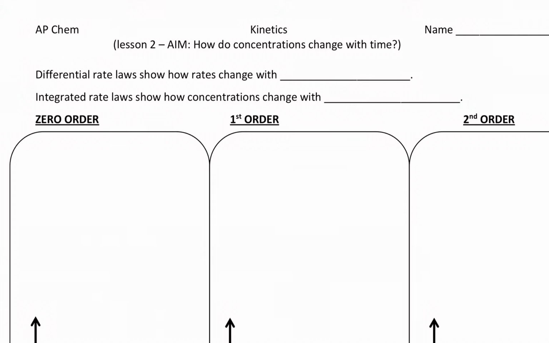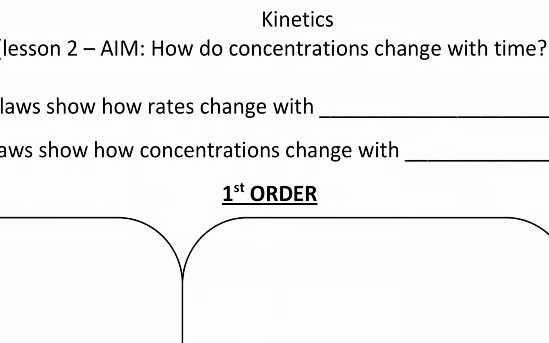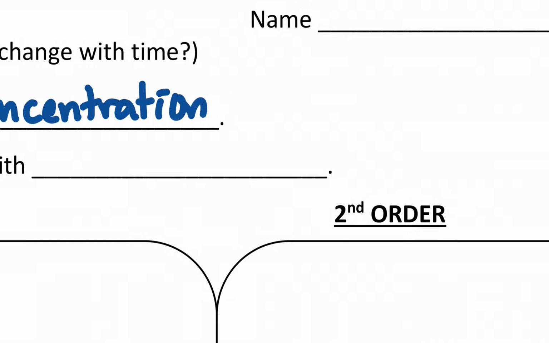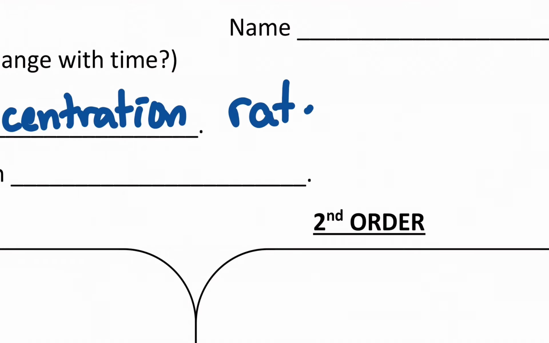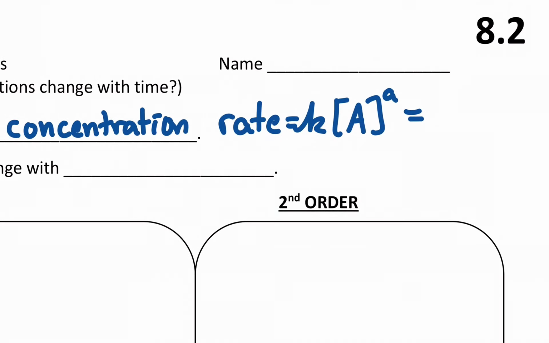Okay, chemists, we're going to keep talking about kinetics in this lesson. The last time we talked, we looked at what are called differential rates. Differential rates show how rates change with concentration, because we wrote things like rate equals k times the molarity of something to some exponent. And remember, that was a change in molarity per change in time, or really a change in amount.